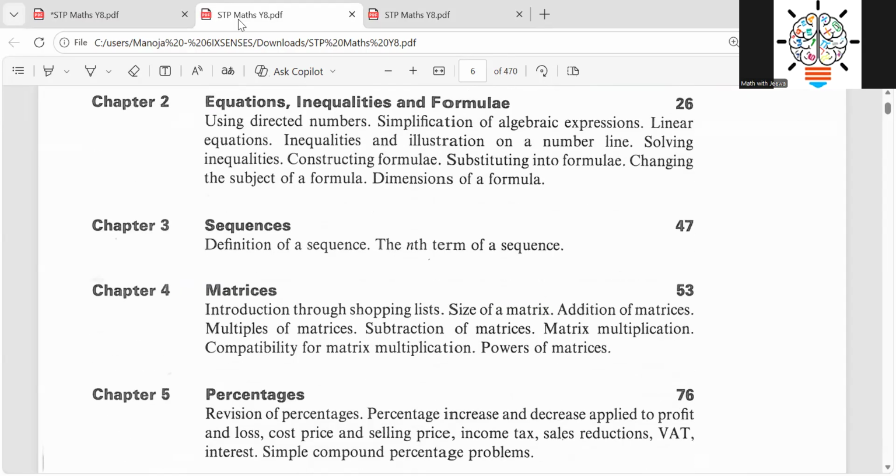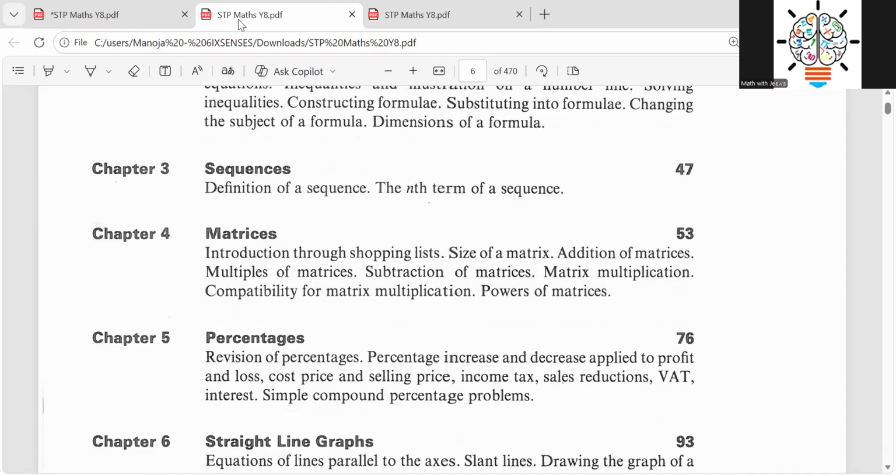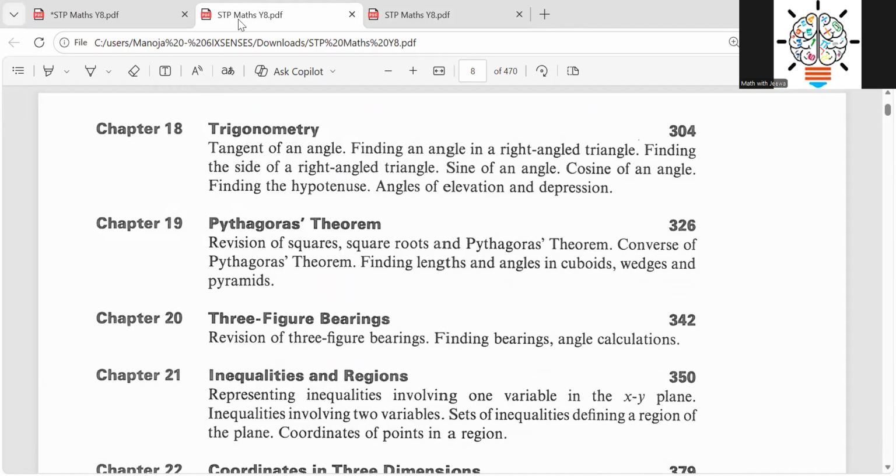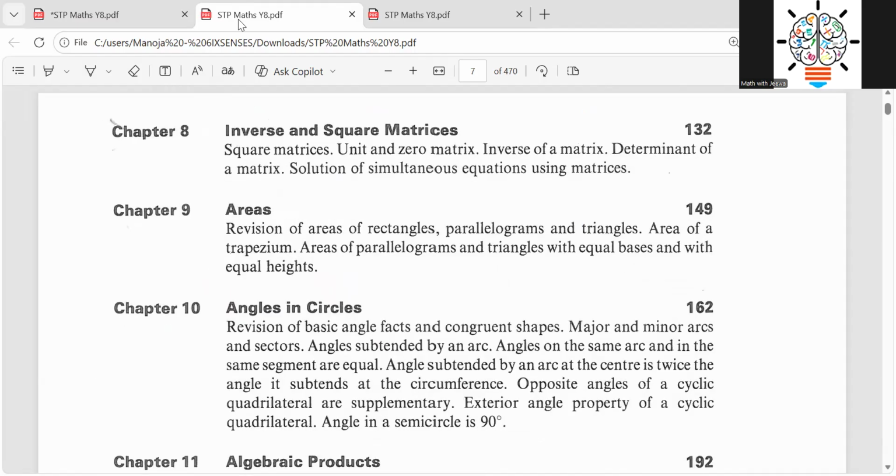And then the matrices, the multiplication of matrices, again, is where most of the students are struggling. For grade 6 and 7, I will present chapter wise, in order. But for you, I'm not going to discuss the very basic things. I will take matrices, percentages, 3 figure bearing, Pythagoras theorem, trigonometry, inequalities. Those kinds of complex or advanced topics with you.